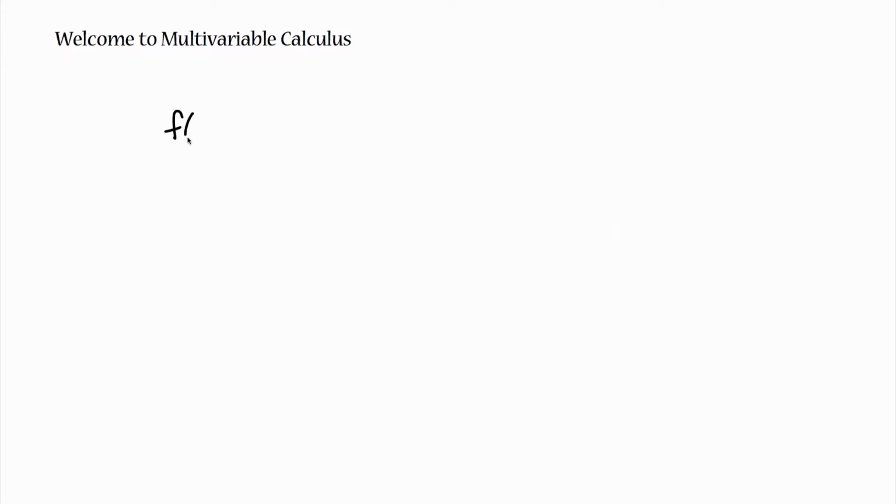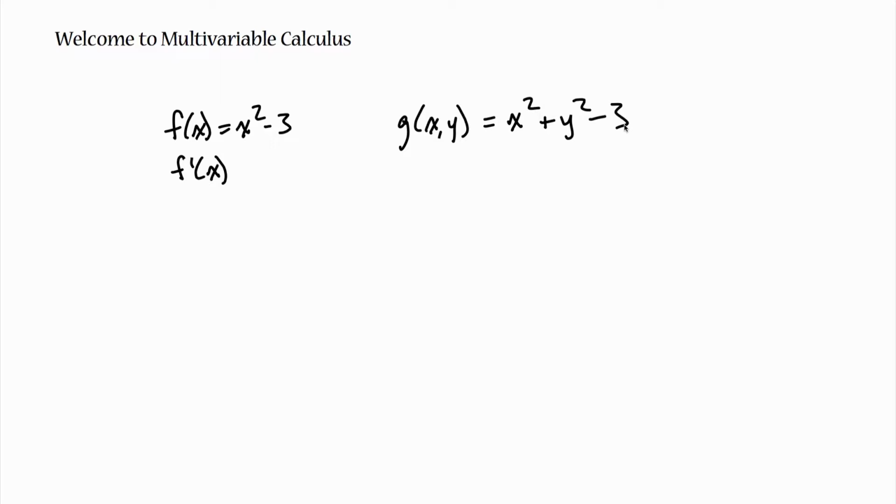So remember, if I had some function f of x, the derivative, f prime of x, tells me the rate of change of the value of the function as x changes. Now what if I have some other function g of x and y? How do we define a derivative for a function of two variables? There's no single one, right?